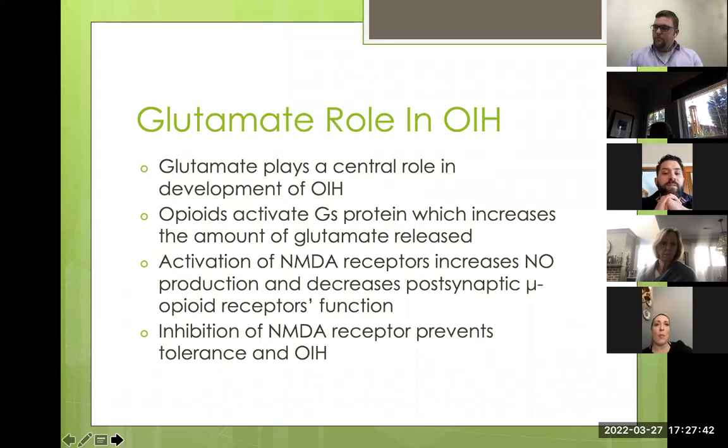So glutamate plays a central role in the development of opiate-induced hyperalgesia because opiates can activate a stimulating G protein, which increases the amount of glutamate release. So it causes the NMDA receptor to increase nitric oxide production, and it will decrease postsynaptic mu-opioid receptor function. So the patients aren't going to be getting that good of an effect from their opiates either.